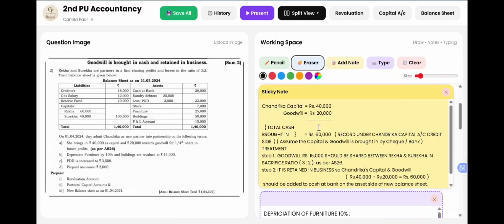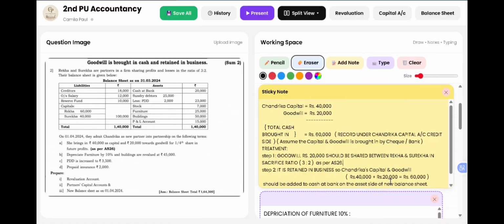The goodwill amount rupees 20,000 which is brought in by the partner should be distributed between the old partners, that is Rekha and Surekha, in the sacrifice ratio 3:2 as per AS 26. So how do we distribute it? The goodwill rupees 20,000 should be distributed to the old partners in their sacrifice ratio, which we will see when we prepare the partners' capital account.